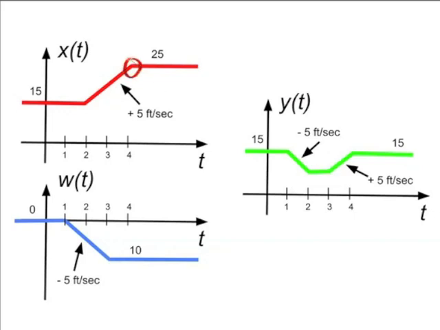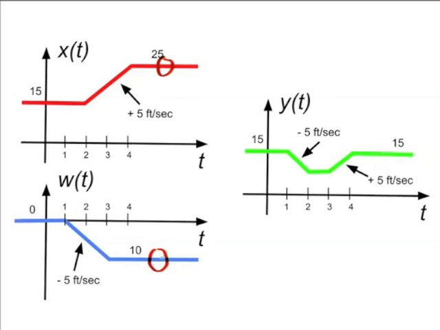And now at 4 seconds, the value of x is 25. The value of w is minus 10. And so the value of y at 4 seconds is 15. And now we'll go to this later time here. x is 25, w is minus 10, and so at that time it's going to be 15 as well.